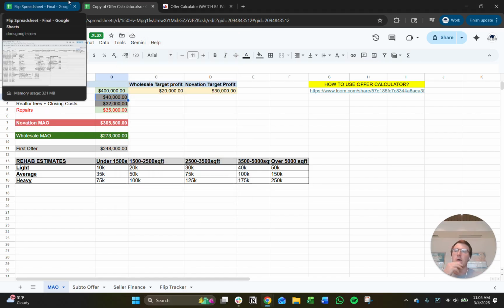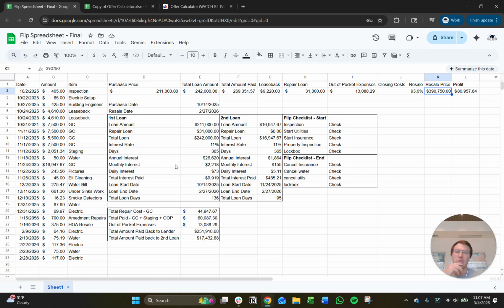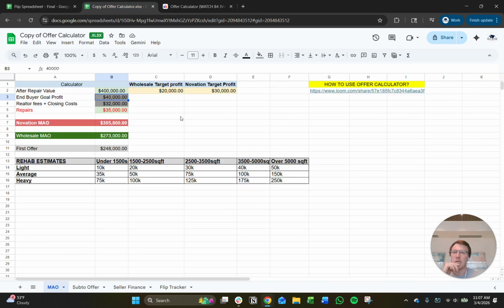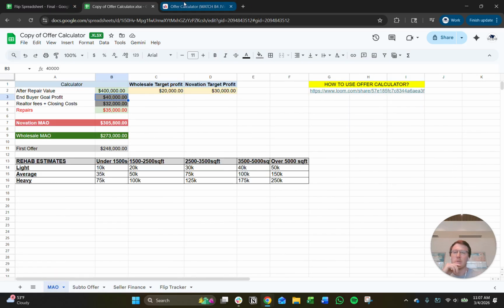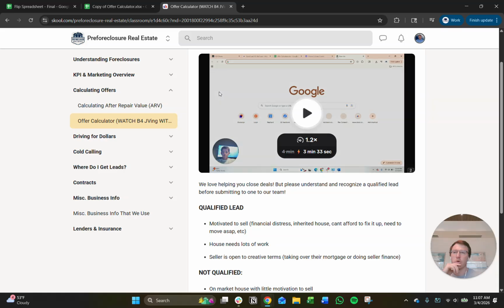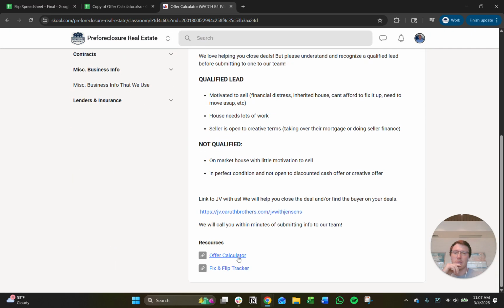So all in all, flip spreadsheet, really good way to track everything. You can customize this however you like. Don't use it at all. It's super easy for us to use. There's already formulas in here. You can see everything. It's very straightforward. Same with the flip calculator. You can do this, or the offer calculator. You can do the same thing for sub 2, seller finance, and so on. Both of these are in the Skool group, in the classroom, down here at the bottom.